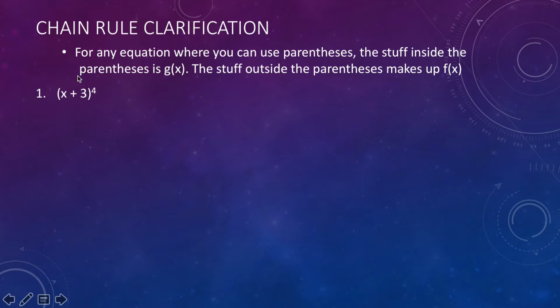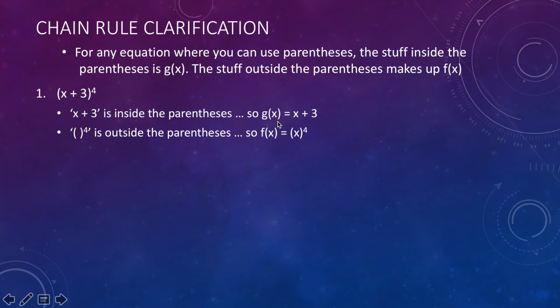So let's say you have this. Now, it may not be obvious what is f of x and what is g of x, but if you notice, x plus 3 is in the parentheses. And then outside the parentheses you have the power of four. That's all you have outside of it, right? So x plus 3 is in the parentheses, so that's g of x. Now, f of x is x to the fourth, right? It's everything that's not in the parentheses. And also, in case you didn't notice, you have to plug in an x there, so it makes sense.